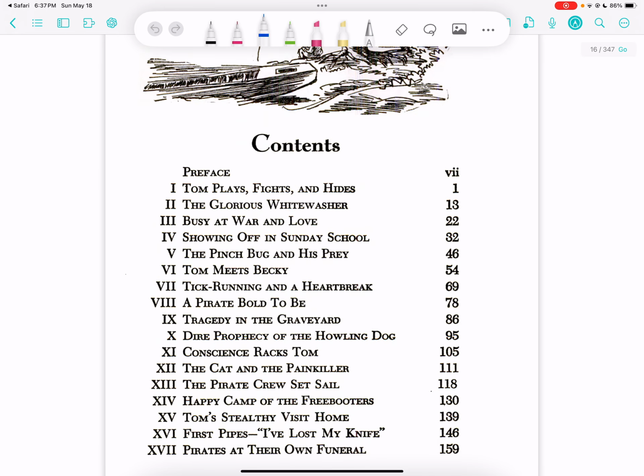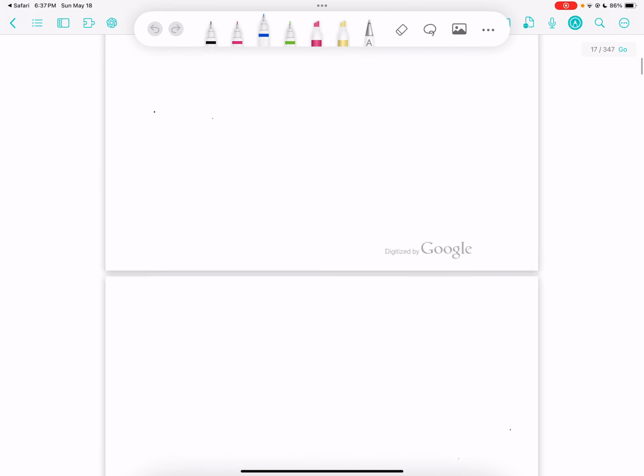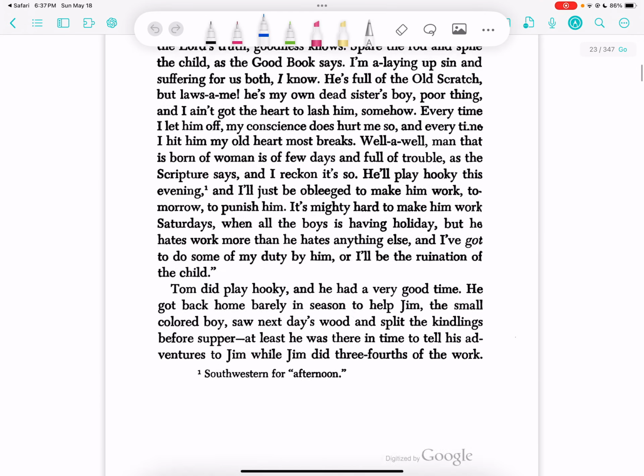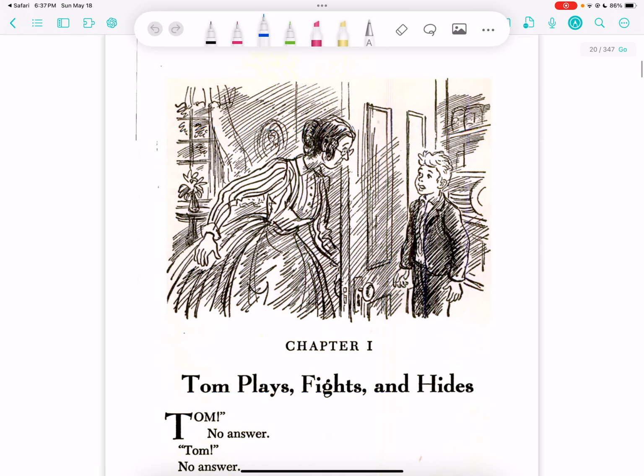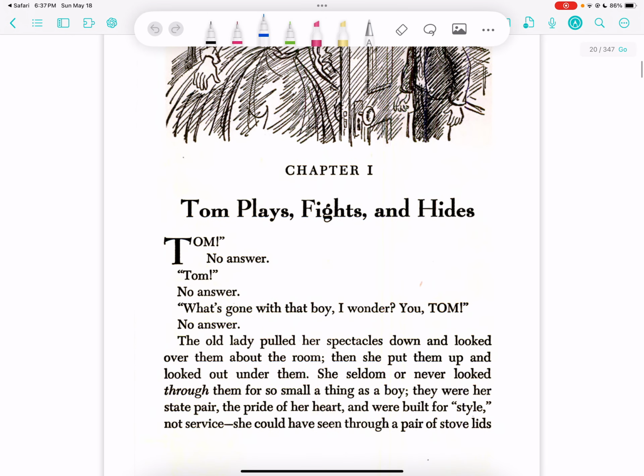So we have "Tom Plays, Fights, and Hides." We're going to be reading that today. Lots of illustrations, very exciting. Tom plays, fights, and hides.